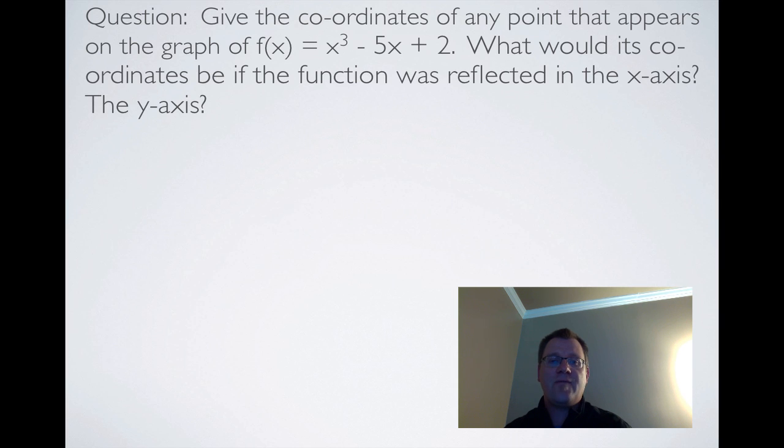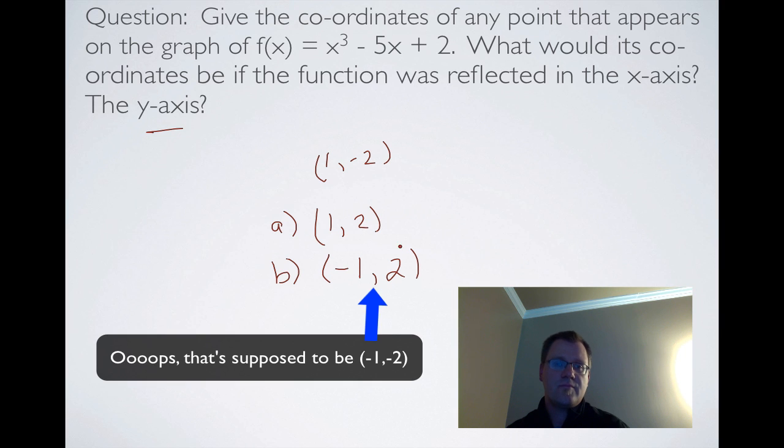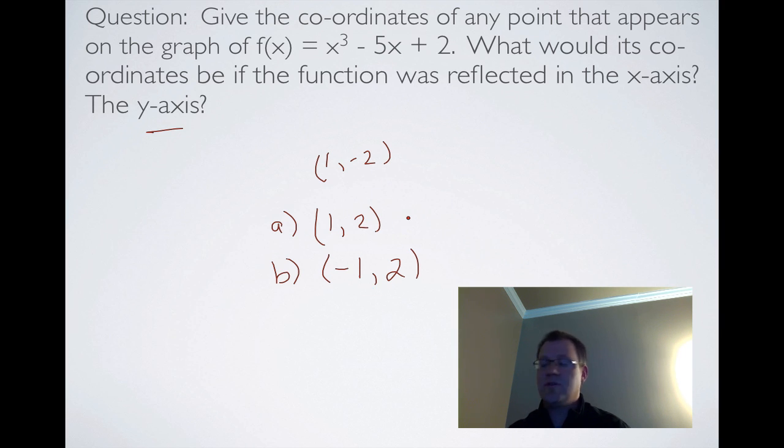Now, if that function is reflected in the x-axis, we know that the y value changes. So that means this point just has a y value that has changed to 1 comma 2. And if we're going to the y-axis, then we know that the x value changes. And so the x value is just now negative 1 comma 2. So just trying to connect some things that we did last year to some things that we just learned.